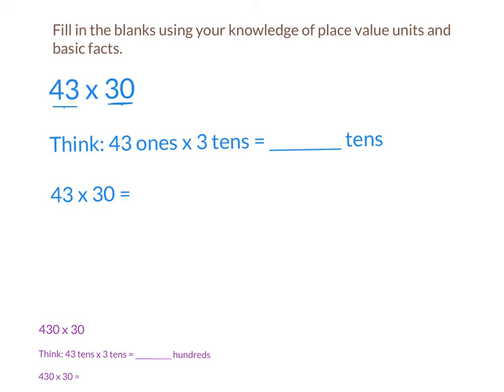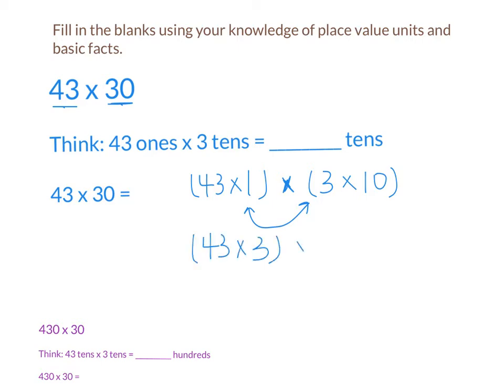Yeah. So that's the same as 43 ones times 3 tens. Do you guys agree? Yeah. Is 43 copies of 1 the same thing as 43? Yeah. Is 3 copies of 10 the same thing as 30? Yeah. Okay. Now, when we multiply, thanks to something called the associative property and the commutative property, we can move those factors around, can't we? Yeah. So if I switch these two, the value is the same. So this is the same thing as 43 times 3 times 1 times 10. Do you guys agree? Yeah.